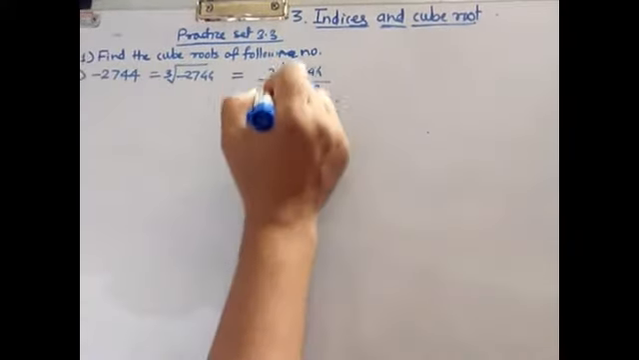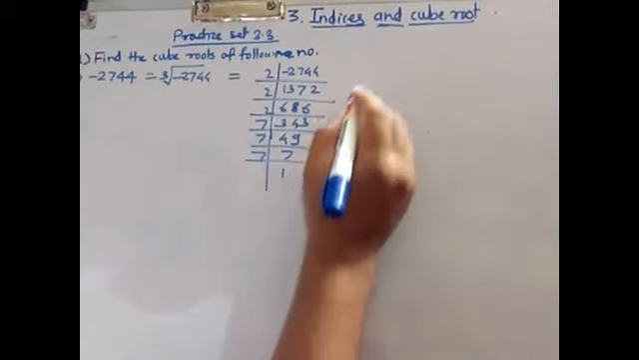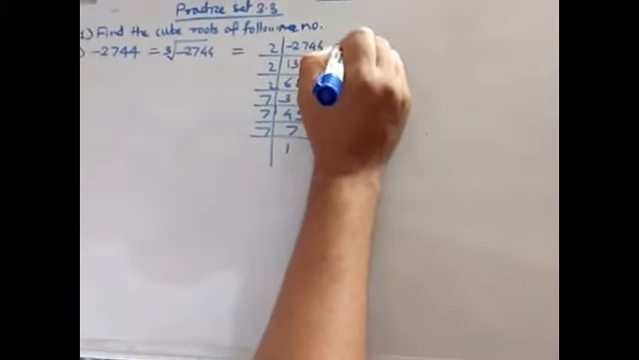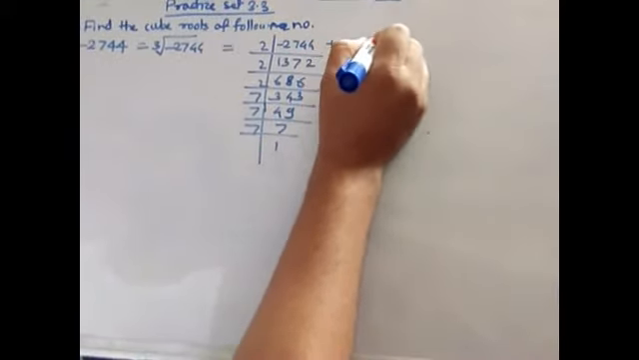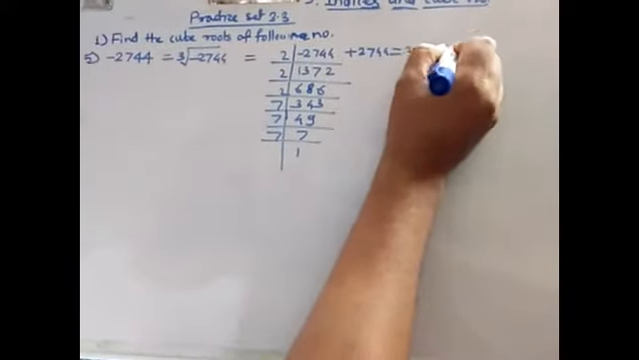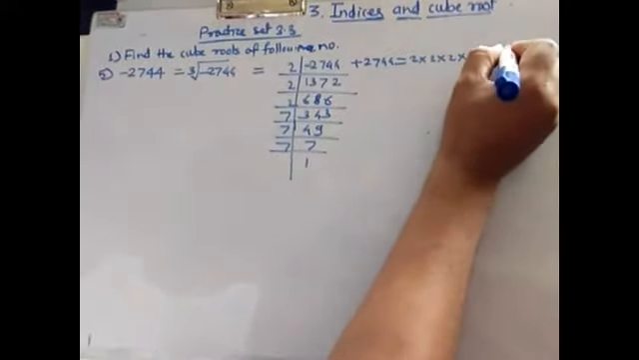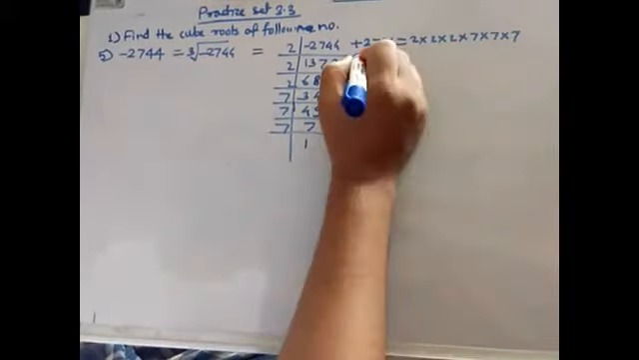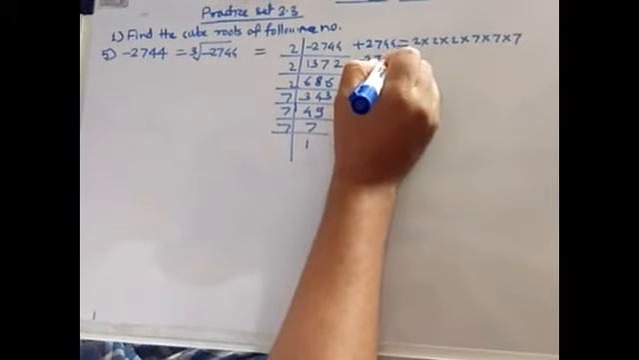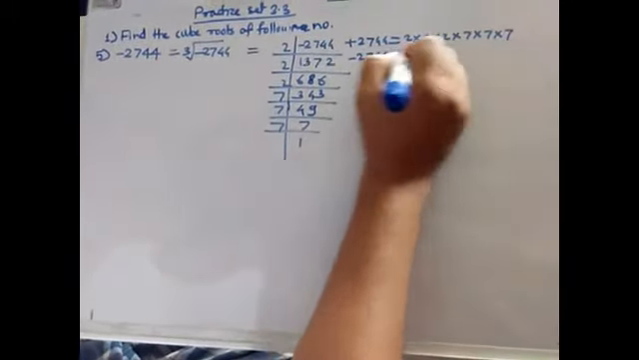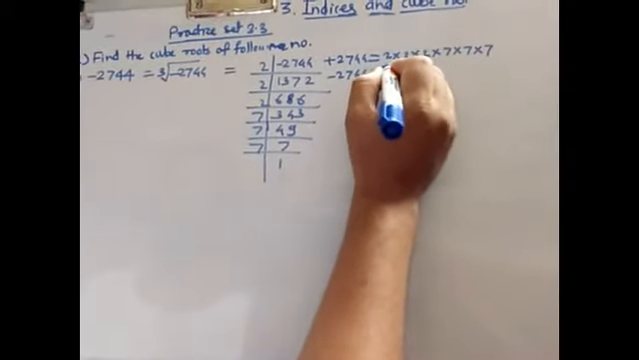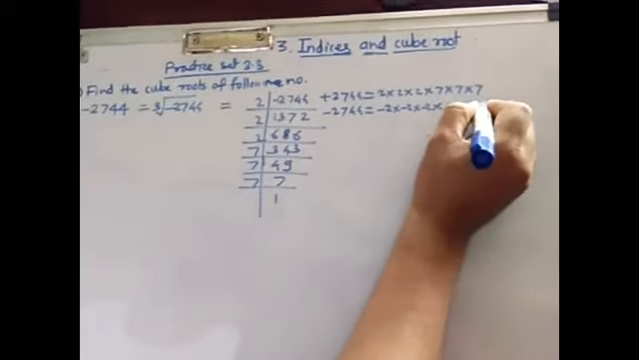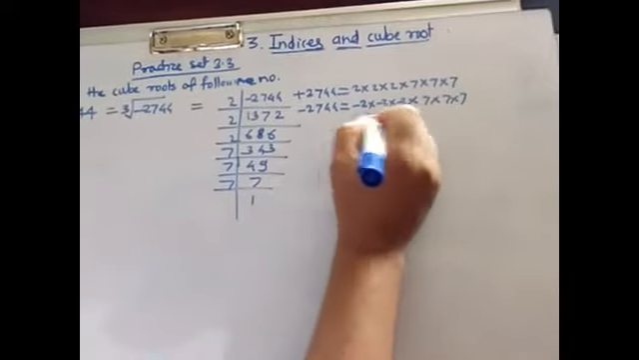In this way we have a group of 2, three times, and 7, three times. Means we can write here. First we take plus 2744, which is 2 into 2 into 2, and 7 into 7 into 7, so a pair of 2s is a 3, and a pair of 7s is a 3. Then for minus 2744 we take these 2s as minus: minus 2 into minus 2 into minus 2, and remaining as it is 7 into 7 into 7.